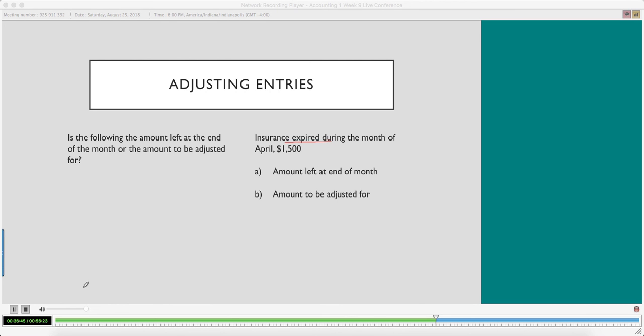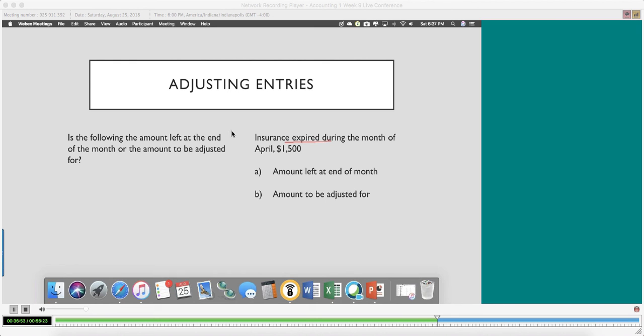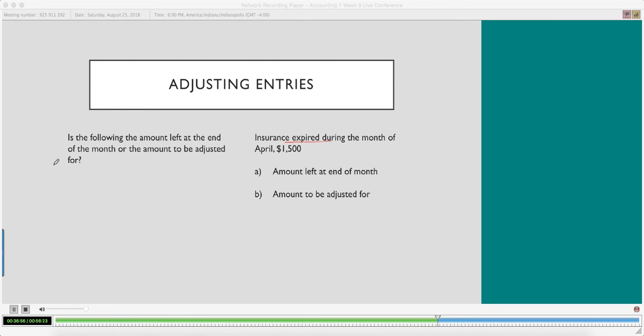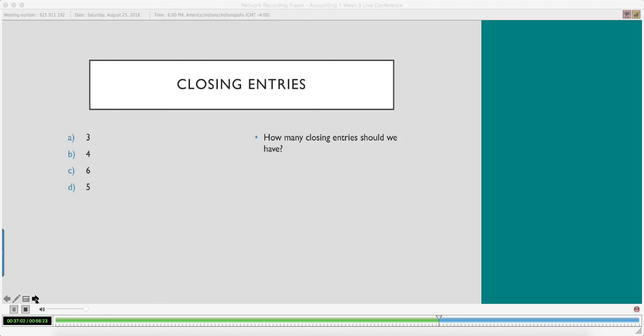Any questions on the adjusting entries? Okay. We are almost done. If you think back to chapter 6, how many closing entries should we have in the journal? I'm not talking about transactions. I'm talking about separate journal entries for closing the accounts. 3, 4, 6, or 5.